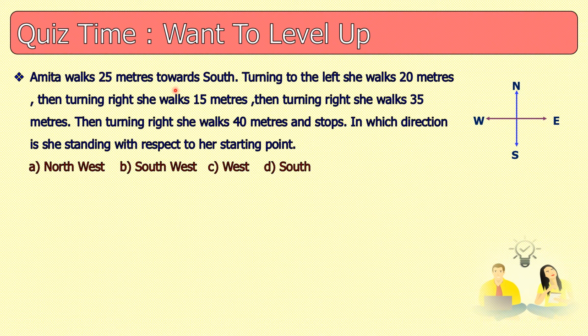Amita walks 25 meters towards south. Turning to the left, she walks 20 meters. Then turning right, she walks 15 meters. Then turning right, she walks 35 meters. Then turning right again, she walks 40 meters and stops. In which direction is she standing with respect to her starting point? 5 seconds.